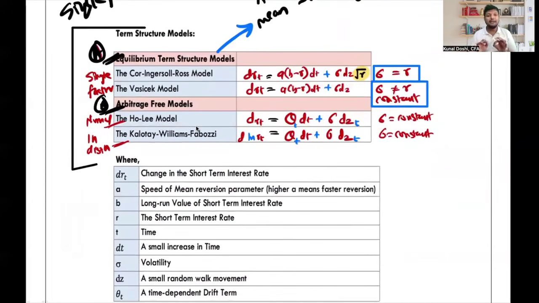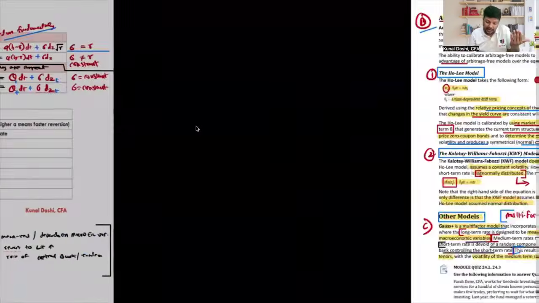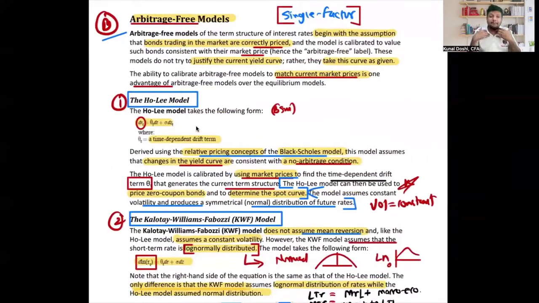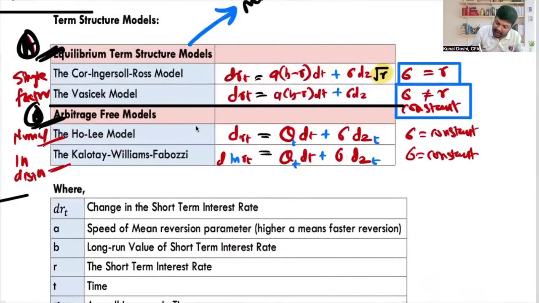Now, arbitrage-free model, how are they different from the equilibrium models? Just to give you a brief, arbitrage-free model assumes that the price is correct. If you see here, they begin with the assumption that the current bond market prices are correctly priced. So the prices are already correct.